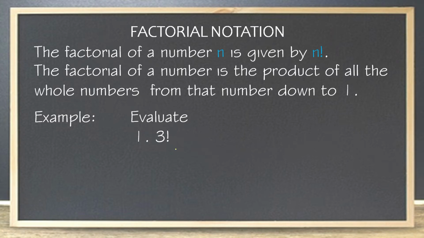Evaluate number 1, 3 factorial. So 3 factorial will simply be 3 times 2 times 1. So 3 times 2 is 6, times 1. So 6 times 1 is 6. So 3 factorial is simply 6. Okay, let's see another example.